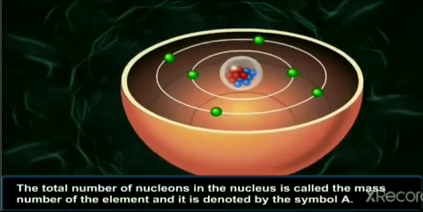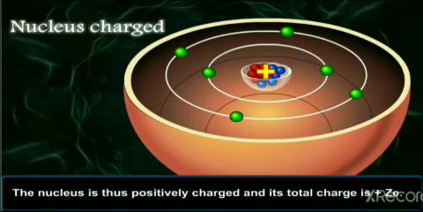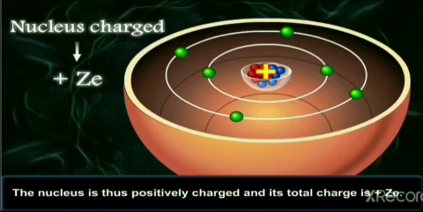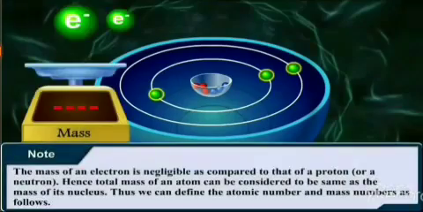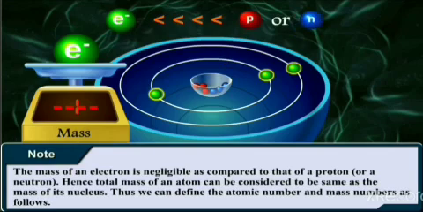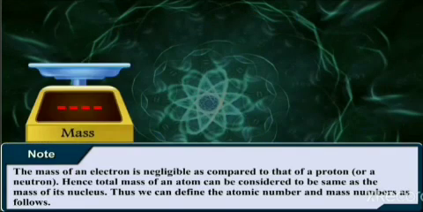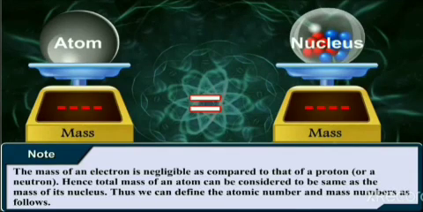The total number of nucleons in the nucleus is called the mass number of the element, and it is denoted by the symbol A. The nucleus is thus positively charged, and its total charge is +Ze. The mass of the nucleus is approximately A times the mass of a proton. The mass of an electron is negligible as compared to that of a proton or a neutron. Hence, the total mass of an atom can be considered to be the same as the mass of its nucleus.